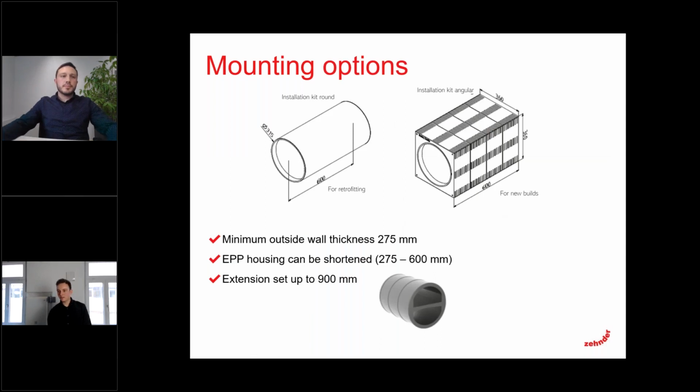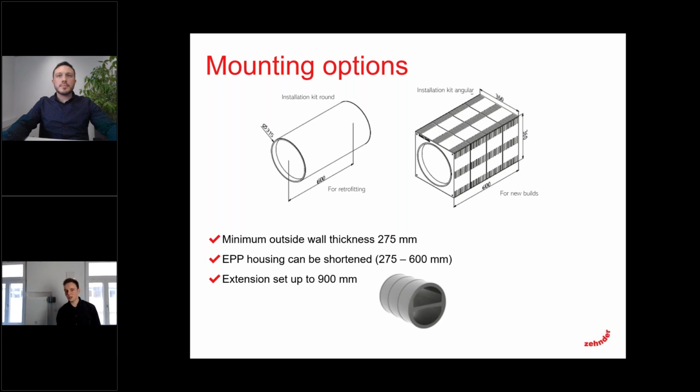Here we can see different mounting options. So you have seen now the installation kit round. That's a round wall mounting tube, which is 900 millimeters long. For the ComfoSpot 50, it has a diameter of 315 millimeters, and the ComfoAir 70 only 250 millimeters diameter. And the round tube is typically used for retrofitting. You just need to drill a hole in the outer wall and then set it into that hole.